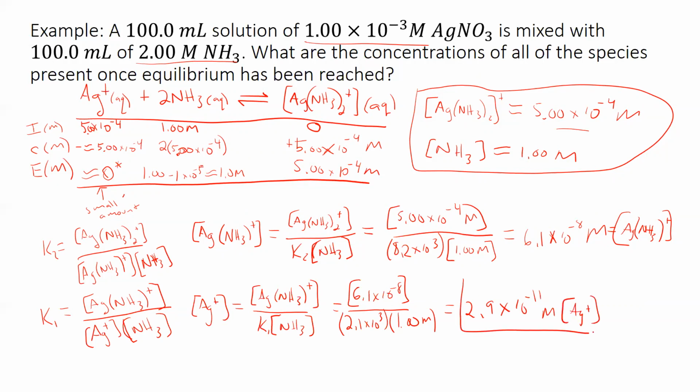Okay, so there's our other two values. You can see though that the amount of silver that's remaining, 10 to the minus 11, is really, really tiny. But you can basically use just these equilibrium expressions to figure out what the concentration of these ions are once this reaction reaches equilibrium. Okay, and so we're going to end it there.